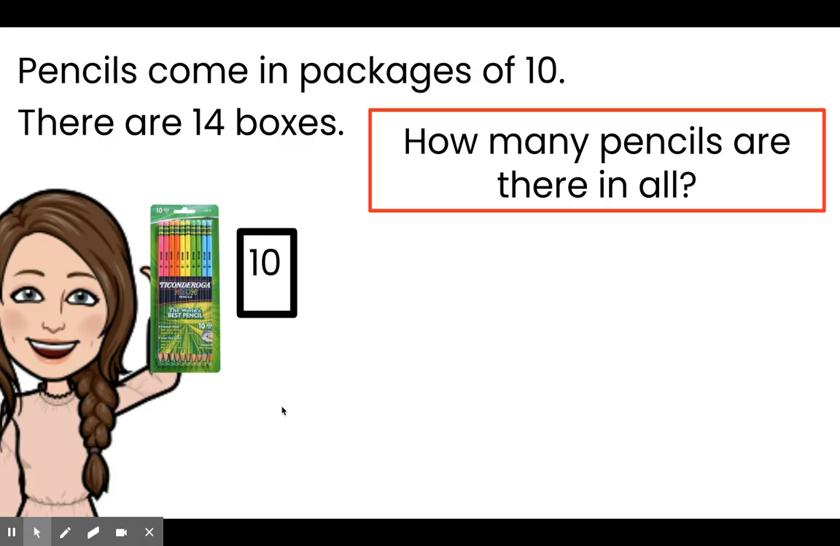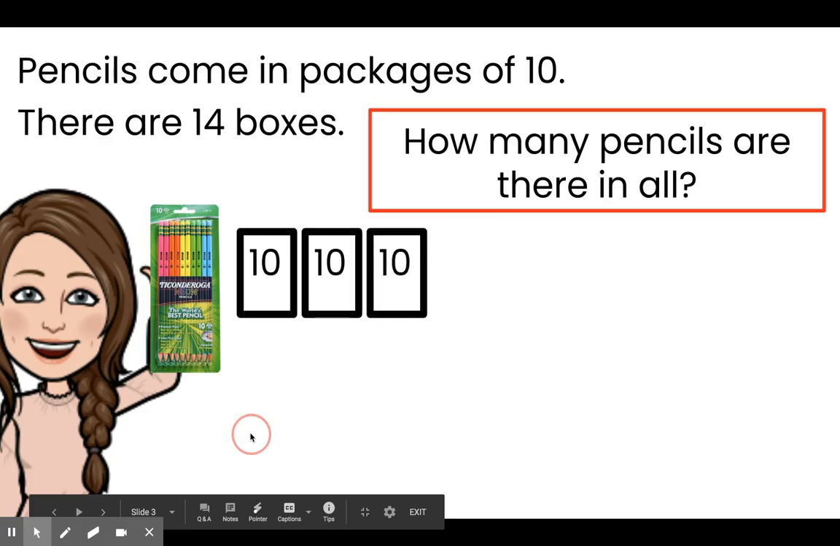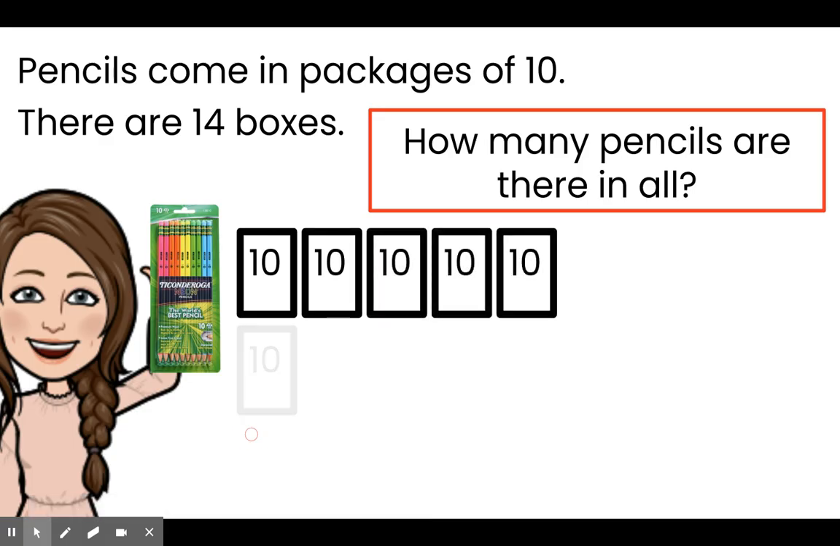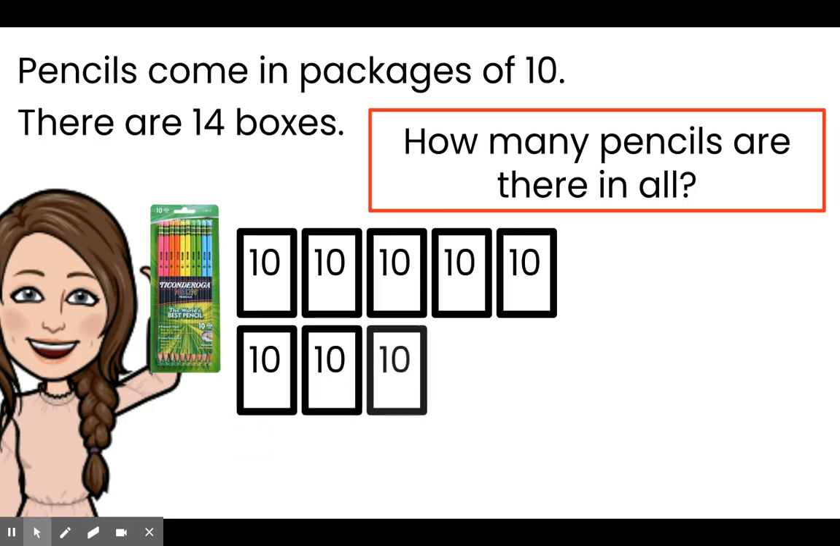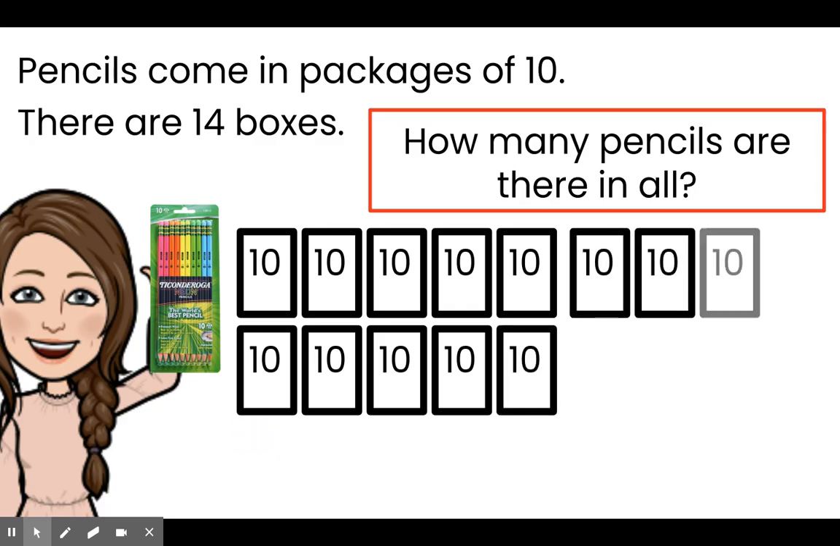I already have 1, 2, 3, 4, 5, 6. Wait just a moment. You may have noticed I came down below that row of 5. Remember, when we draw the 10 frame way, it helps us keep our drawings organized, and it helps us group our numbers when we're ready to make a new unit. We're at 6. Let's keep counting. We need to get to 14. 6, 7, 8, 9, 10, 11, 12, 13, 14 boxes.